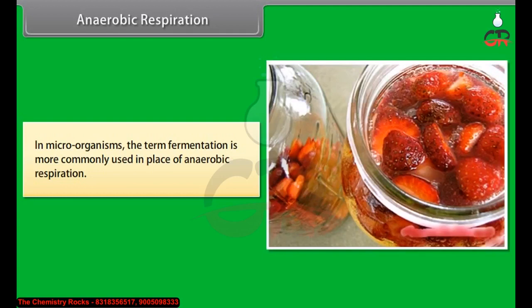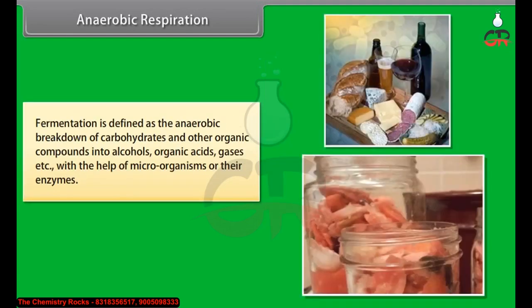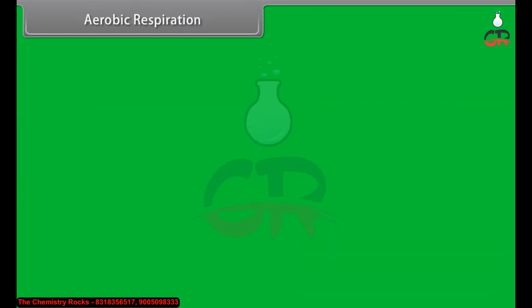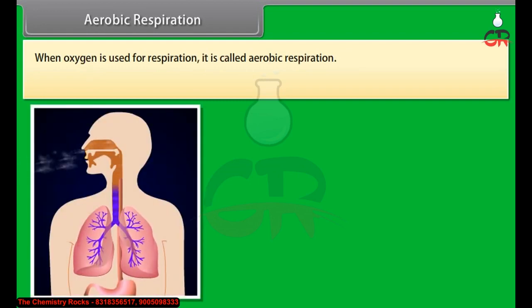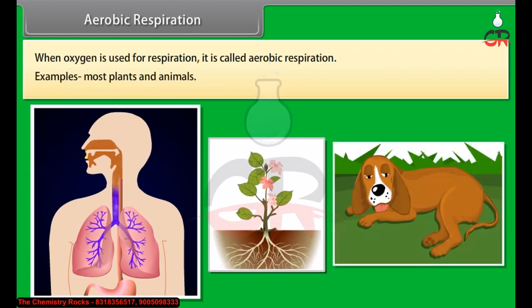In microorganisms, the term fermentation is more commonly used in place of anaerobic respiration. Fermentation is defined as the anaerobic breakdown of carbohydrates and other organic compounds into alcohols, organic acids, gases, etc. with the help of microorganisms or their enzymes. Aerobic respiration. When oxygen is used for respiration, it is called aerobic respiration. Examples: most plants and animals.